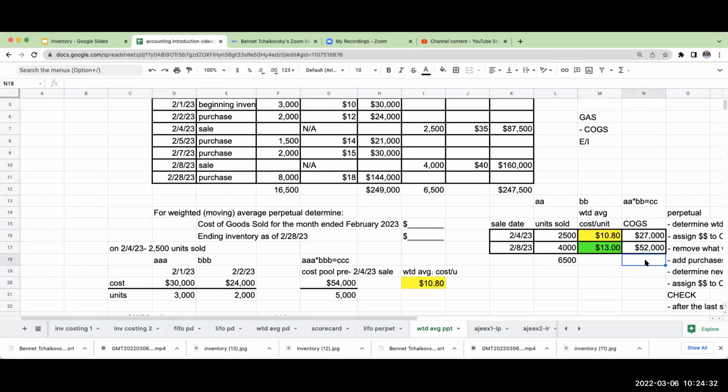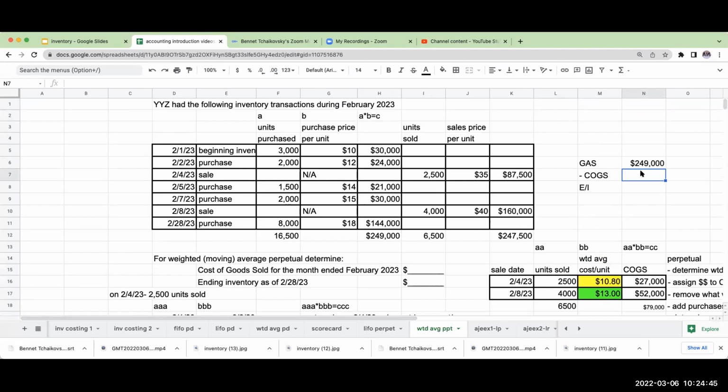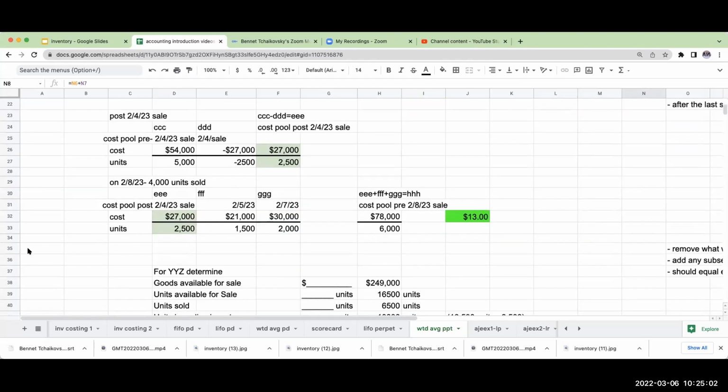Once I show this amount coming through, I can say my cost of goods sold is 79,000. I do not have any other sales, so I'm done. My goods available for sale was 249,000. My cost of goods sold was 79,000. So the value of my ending inventory should be 170,000. Okay, so is that $170,000 correct? And the answer is, I don't know.